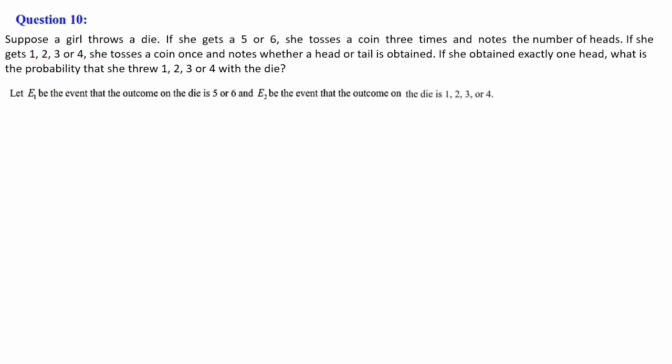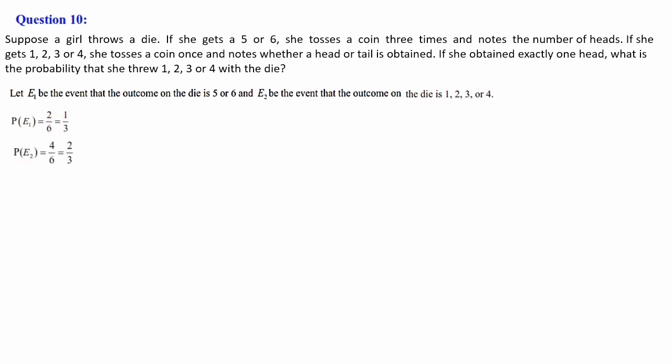So let's define E1 and E2. Let E1 be the event that the outcome on the die is 5 or 6. This is the first one given to us. And E2 be the event that the outcome on the die is 1, 2, 3 or 4. So we have categorized throwing a die into 2. In the first case she is getting 5 or 6 and in the second case she is getting 1, 2, 3 or 4. First case we have taken as E1 event and the second case we have taken as E2 event. P of E1 is the probability of getting 5 or 6, 5 or 6 in the sense 2 out of 6. So 2 divided by 6, that is equal to 1 by 3. Next is probability of E2.